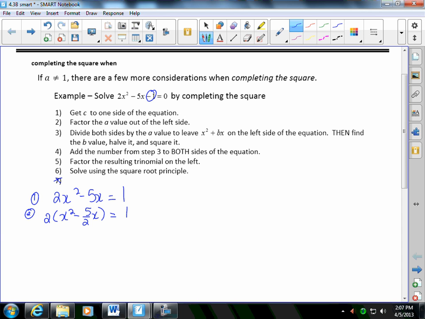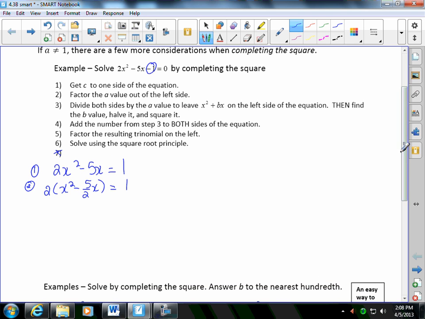Step number 3 says I want to divide both sides by the a value, so I'm left with an x squared plus bx on the left side of the equation. And then from there I take that b value and halve it. So I have a 2 in here. In order to get rid of that 2, I'm going to have to divide both sides of my equation by 2. So this 2 will take care of itself, so I'm left with x squared minus 5 over 2x is equal to 1/2. So now that's the equation that I'm going to do the completing the square from.